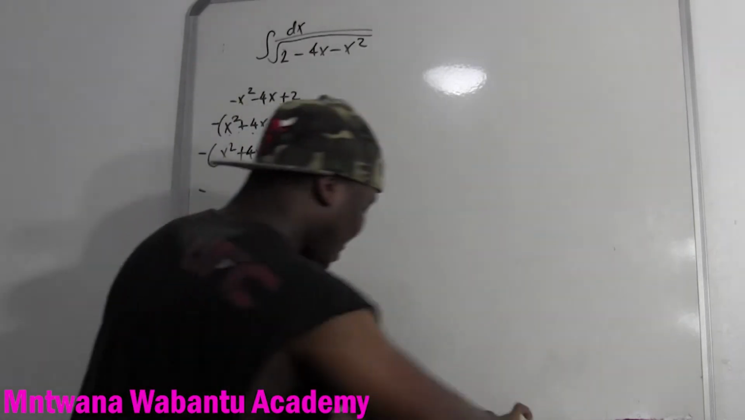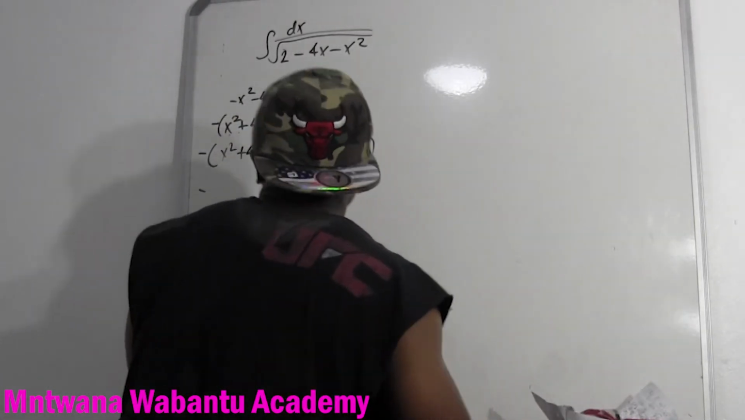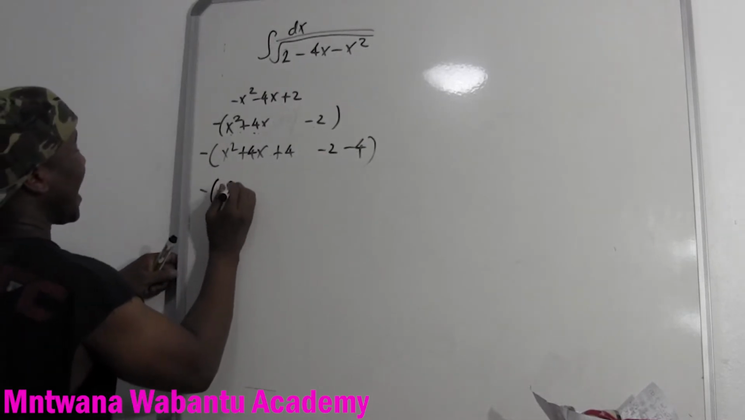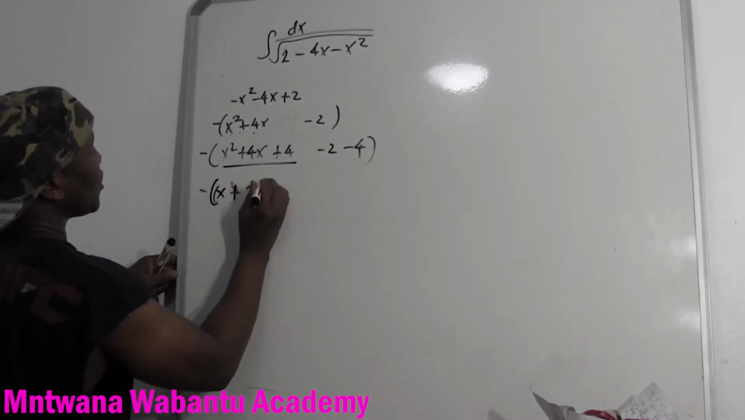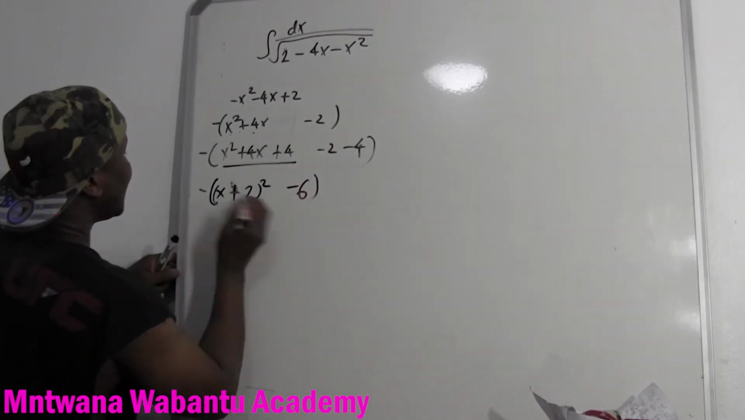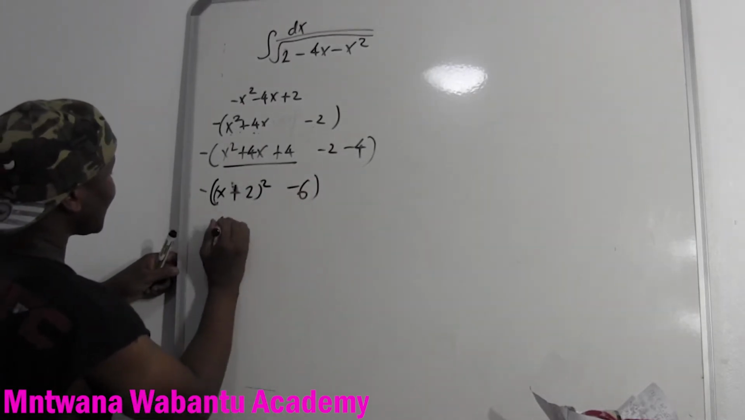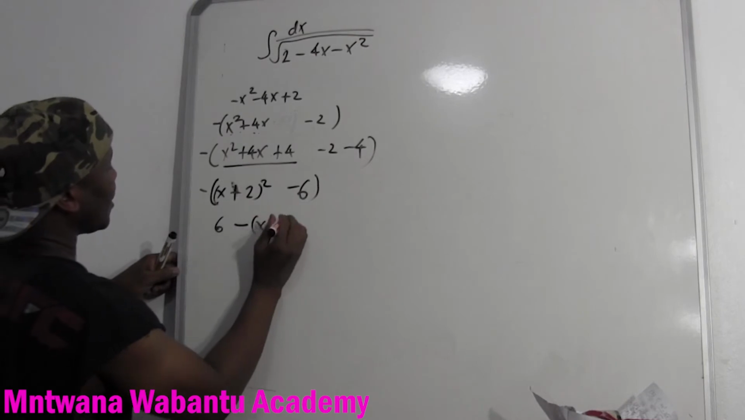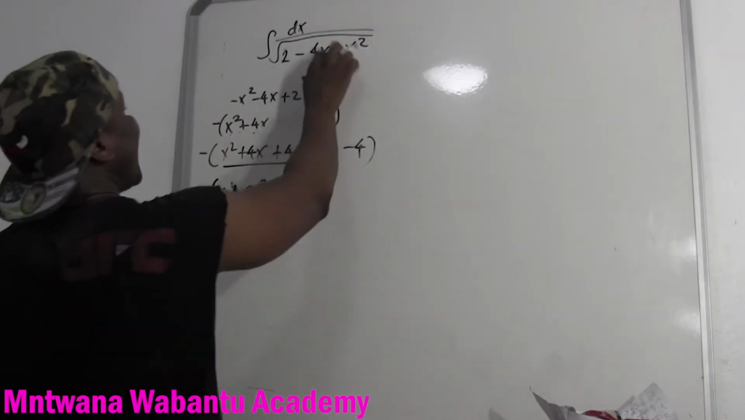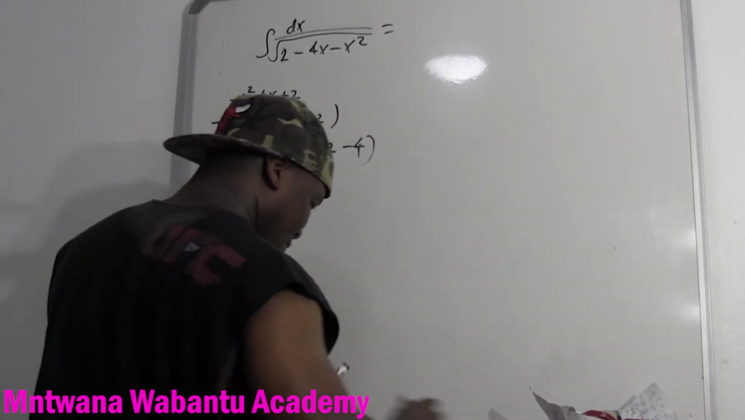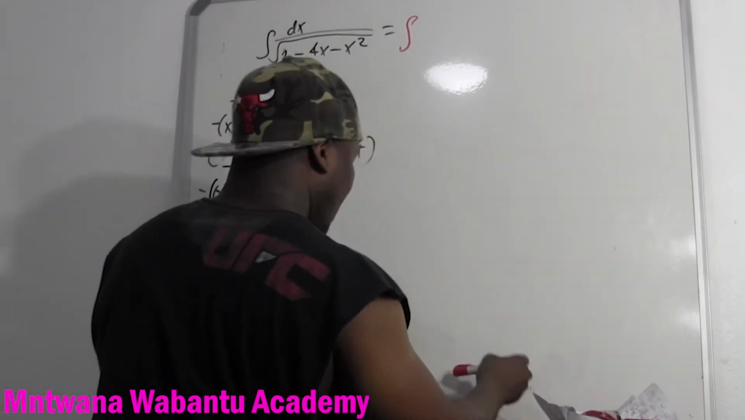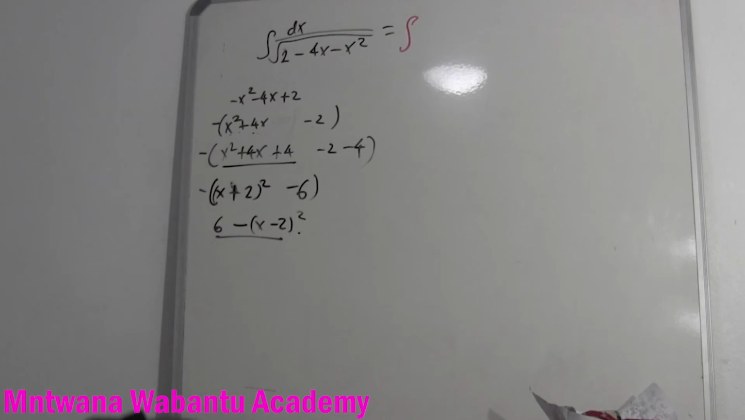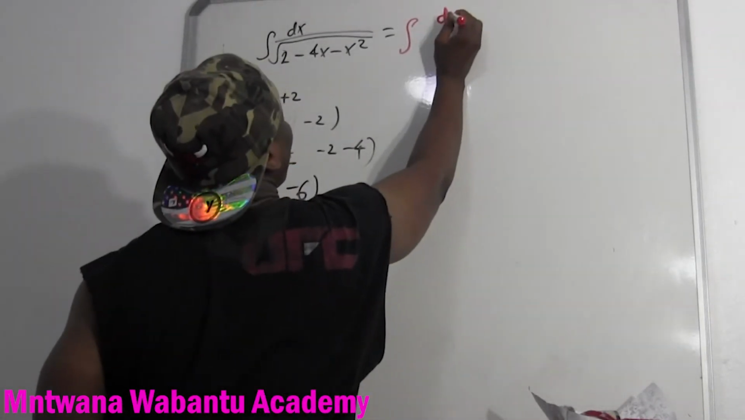So minus, oh, this pen is finished. Minus, and then here it's going to be x squared. No, let me factorize this. It's going to give me x plus 2, and then squared. This and this is going to be negative 6. Okay, put it in. So this is going to be positive 6, and this is going to be minus. So instead of that, this equals the integral, and there's going to be dx.